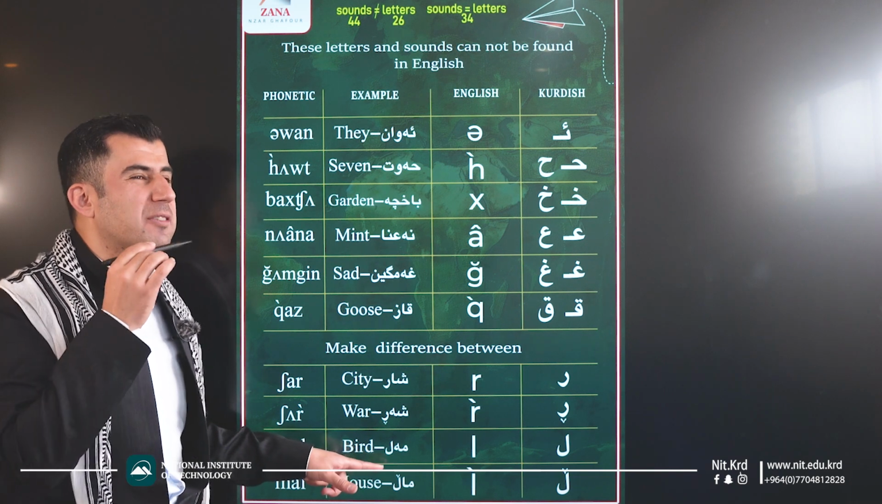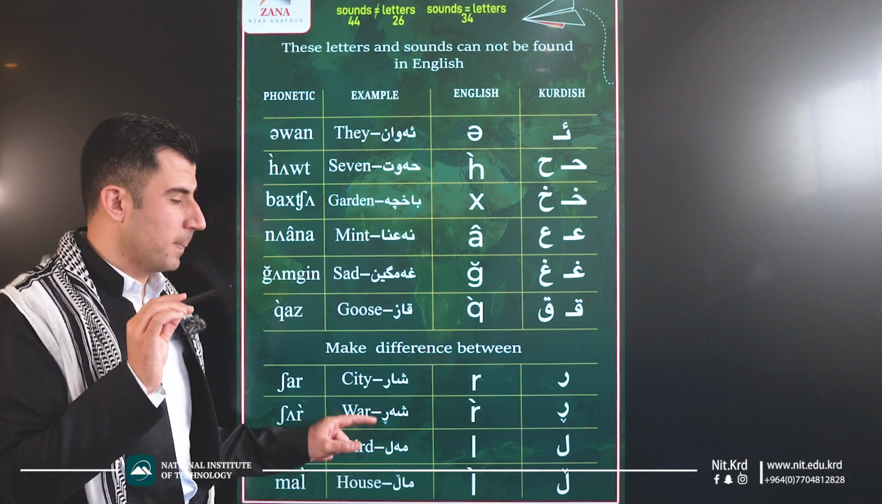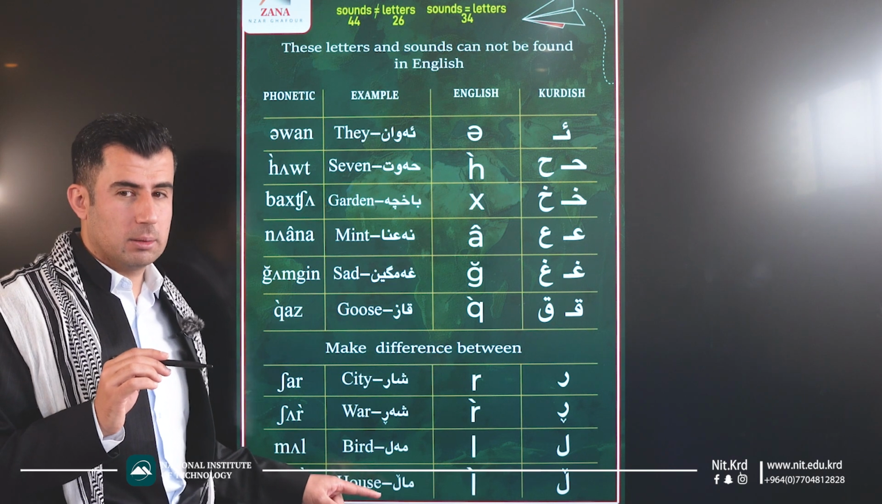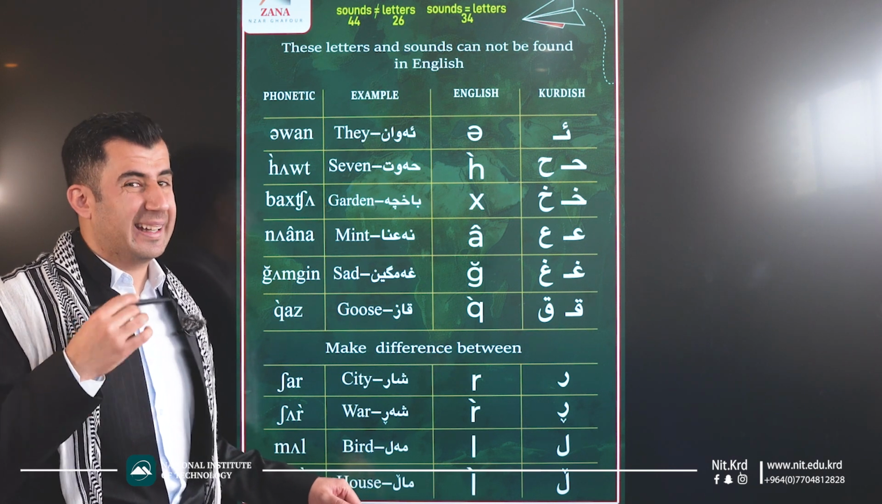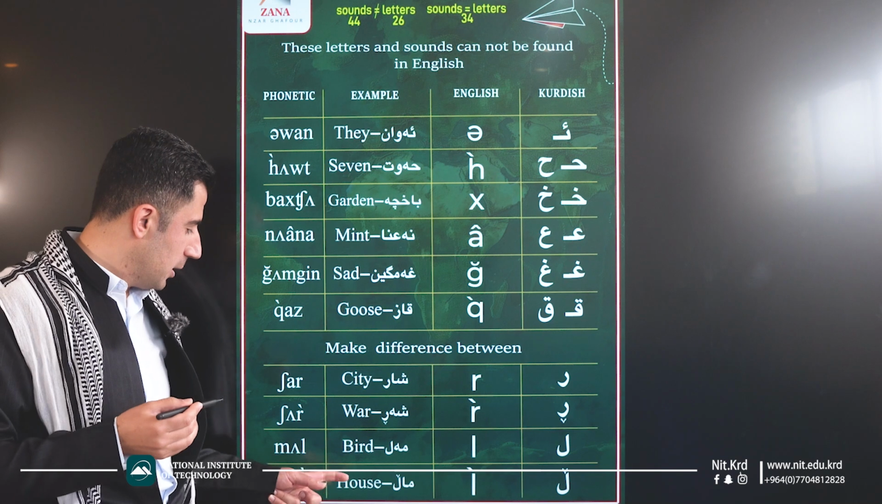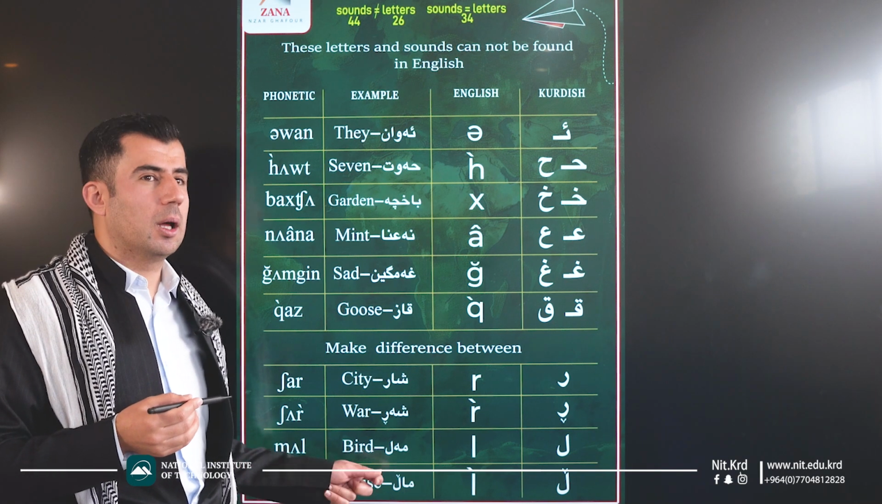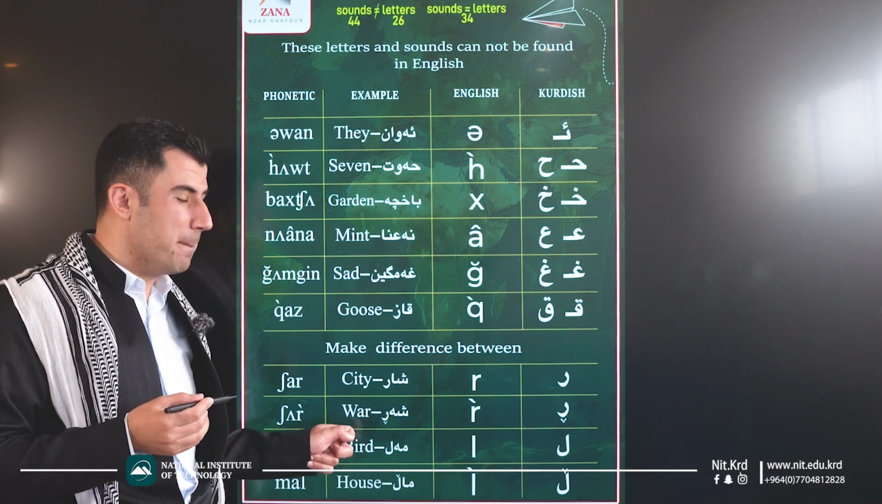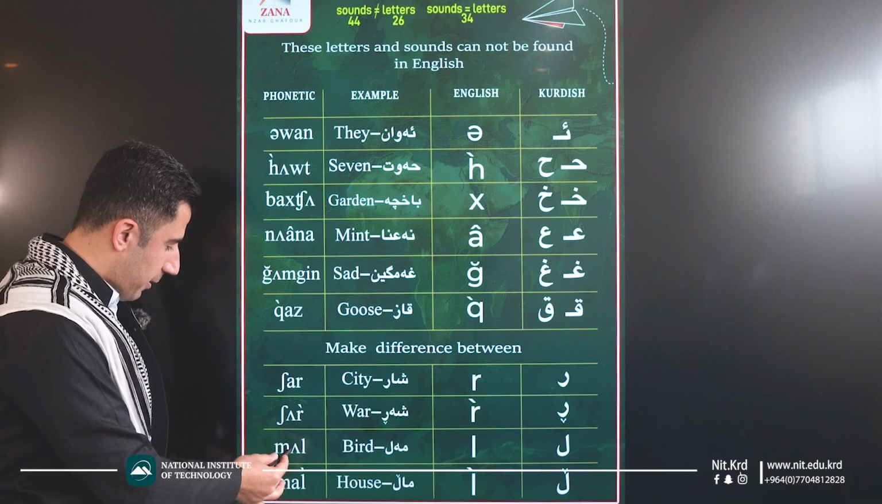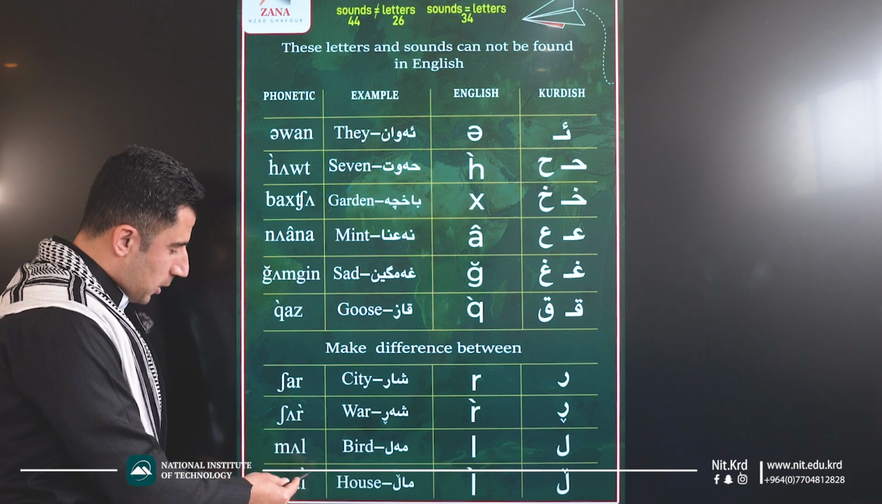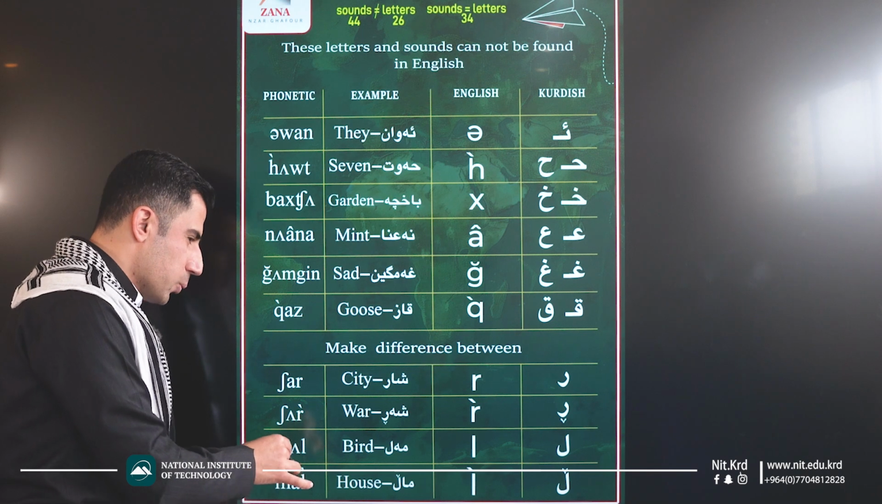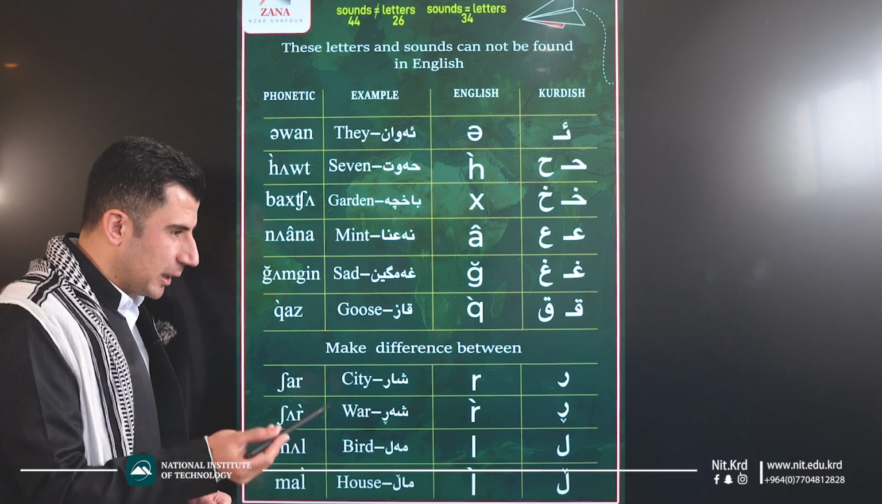You have to say le, not le. If you change it to le, mal, it changes the meaning. House is mal. Mal is house. Mel is a bird. Be careful. Have a look at it. For le, we put a stress in order to say a le.